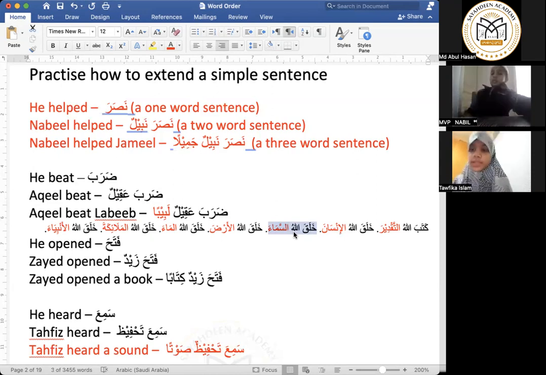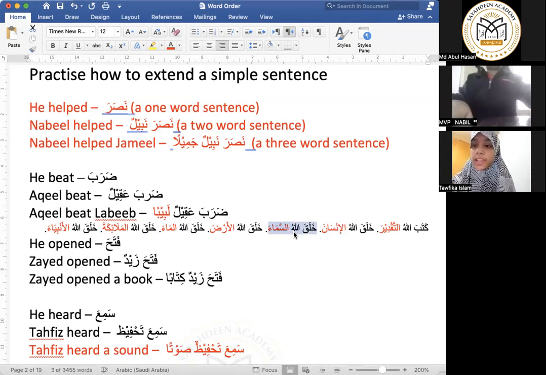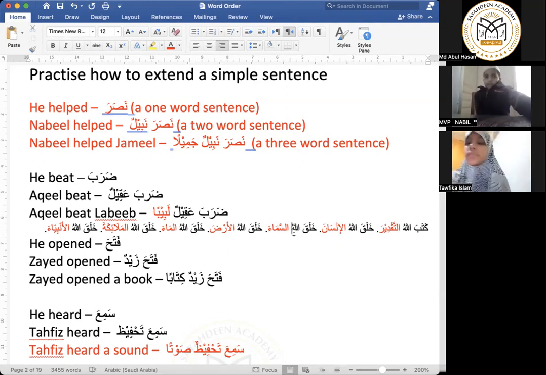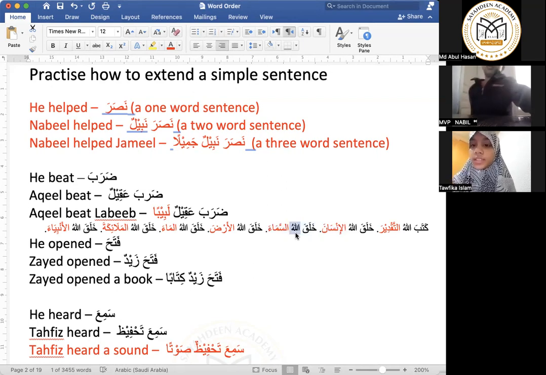خلق الله السماء. Allah created the sky. Can you explain? Allah, we gave it a dhamma because it is a fa'il. How do we know it's a fa'il? Because we asked the question, who created the sky? Allah created the sky. So the answer is Allah. So the word Allah is fa'il, that's why we gave it dhamma.